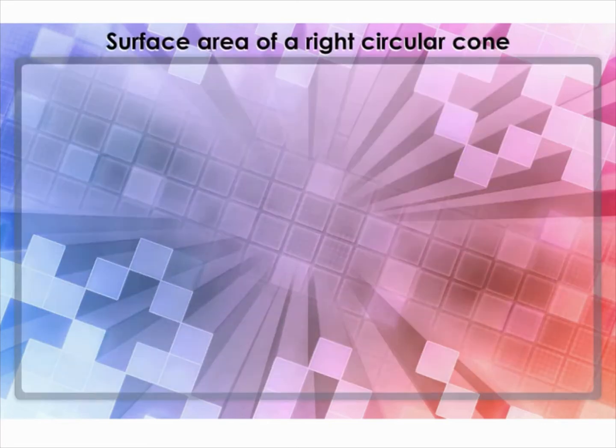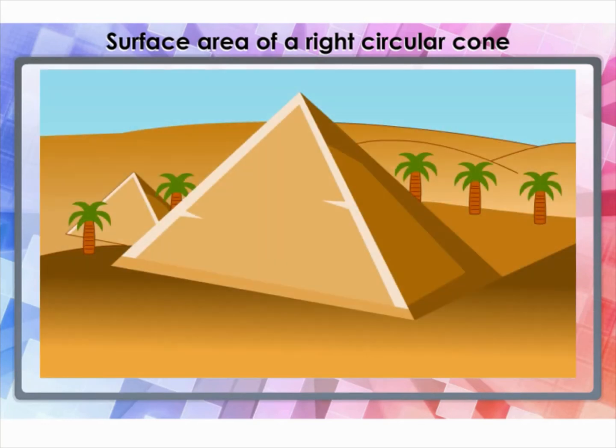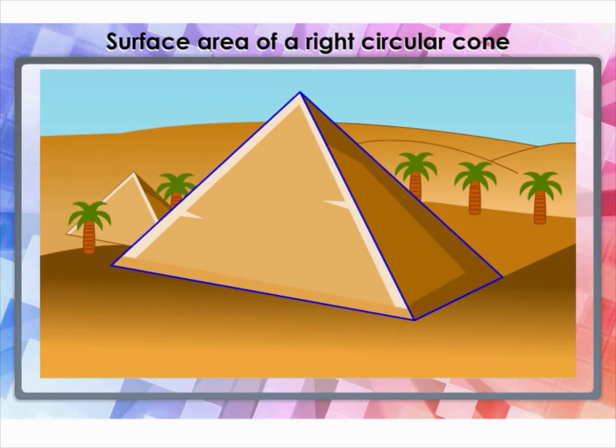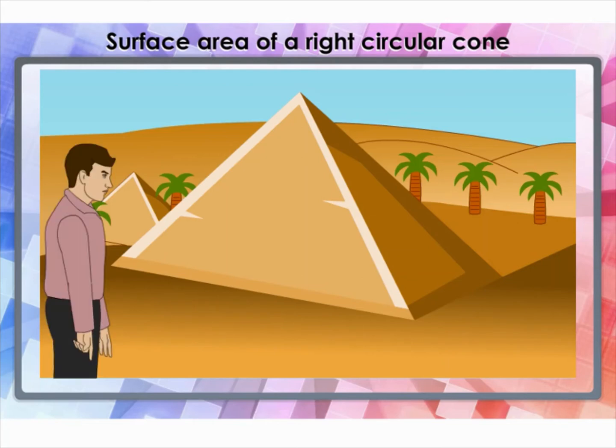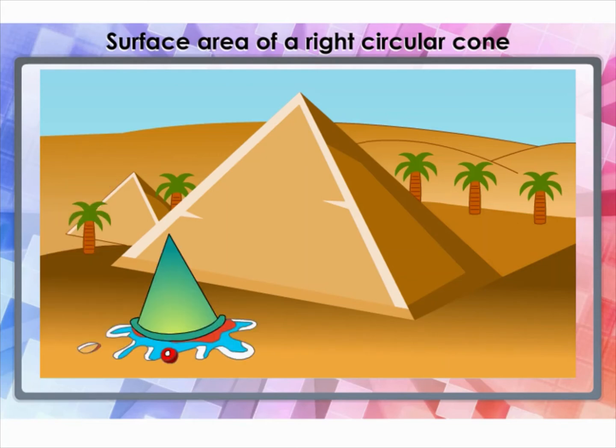Surface area of the right circular cone. Look at these pictures. It is of the famous Pyramid of Egypt. The term pyramid seems to have become almost synonymous with the shape. There are other shapes also that can be categorized as pyramids. Let's look at an ice cream cone kept upside down. It almost looks like a pyramid.